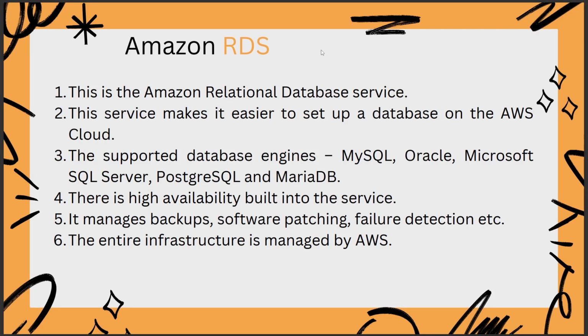Next, we're going to be looking at the RDS service. This is the Amazon Relational Database service. This service makes it easier to set up a database on the AWS cloud. Now, you could manually spin up an EC2 instance and configure the database software on that instance. But keep in mind, you will have to manage backups and the software patching all on your own as the database administrator. But the Relational Database service handles all of this for you.